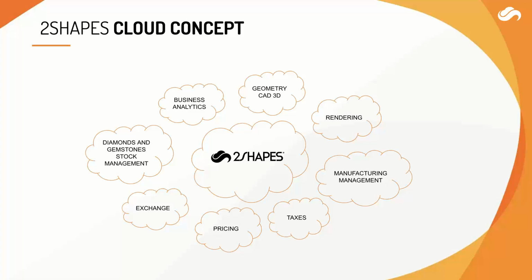I think the most interesting thing about 2Shapes is we have a set of, I call it a cloud, but it's multiple servers working together. We have multiple servers for rendering, for geometry, for manufacturing, and all talk between them. It's probably the most interesting part of 2Shapes for Rhino. You might say, I don't understand how it's calculating all this price in real time, but you have all the cloud behind 2Shapes for Rhino.